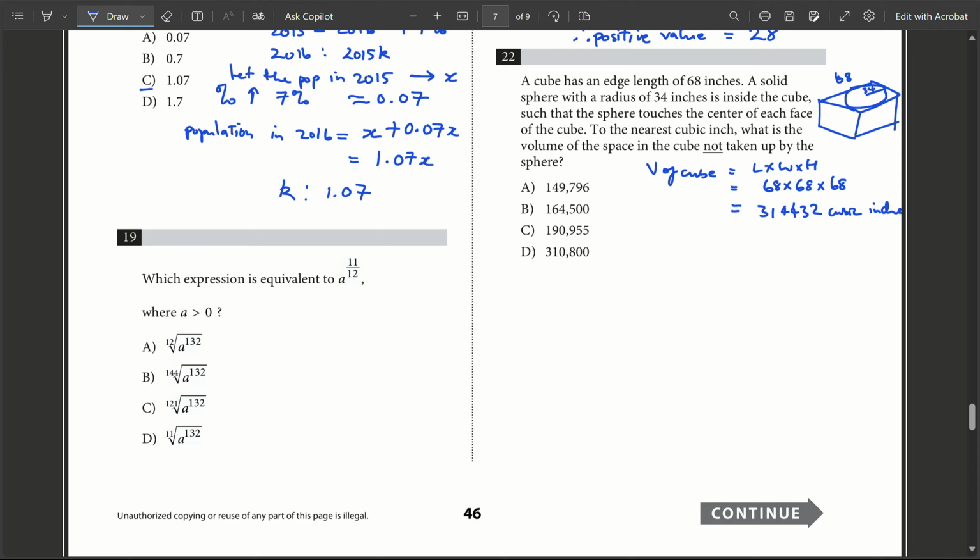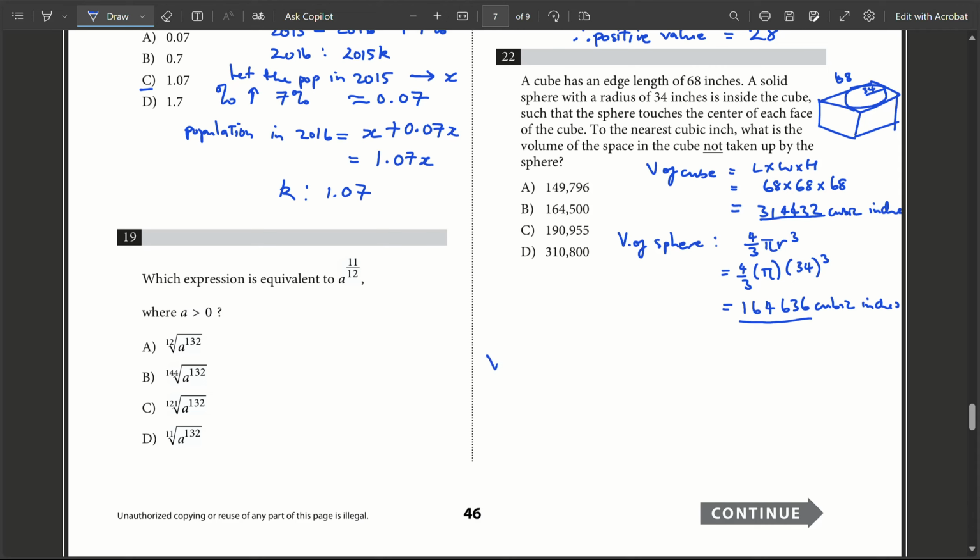Okay. And now we want to find the volume of the sphere. The formula is 4/3 pi r cubed. So we have 4/3 multiplied by pi, and then our radius is 34 cubed, and we get 164,636 cubic inches. Okay, so we now have this volume and this volume.